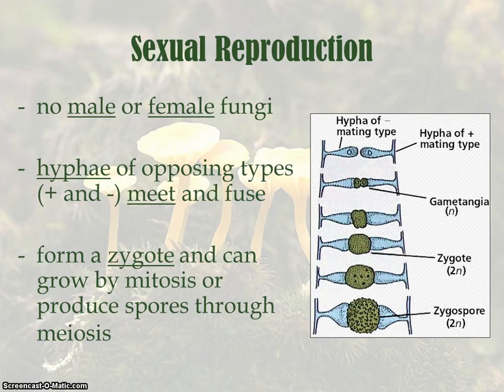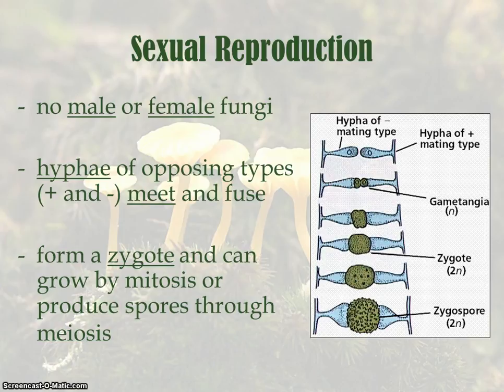Now, sexual reproduction for a fungus: there's no male or female fungi. There are no characteristics that would determine whether you're looking at a male or female. They don't have those particular distinctions. So you have one fungus, its hyphae. How sexual reproduction would occur is the hyphae have positive and negative charges, and these charges would be drawn together like the ends of a magnet. When they meet, they would fuse.